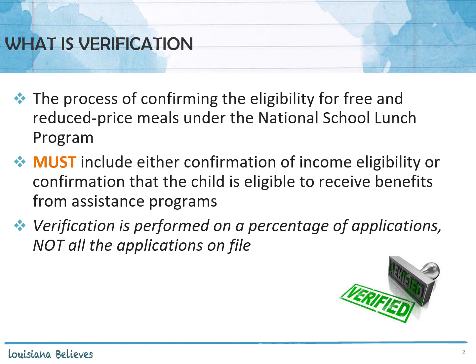Verification is only required when eligibility is determined through the application process and is not required for eligibility determinations made through direct certification. Verification must include either a confirmation of the family's income eligibility or confirmation that a child is otherwise categorically eligible for participation. Verification may also include confirmation of any other information required on the application, such as household size.